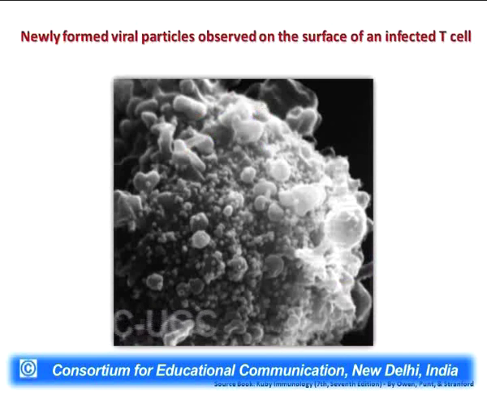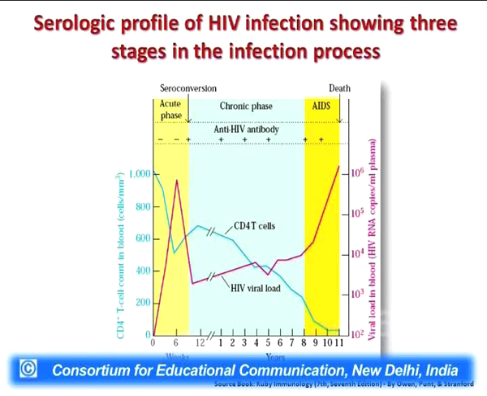Now, if we see the picture over here, which is the electron micrograph, we can see numerous blebs or buds coming out from a single T helper cell, which are the newly formed viral particles. So from a single T helper cell, we can see that a number of viral particles are released, and each of these viral particles will go and infect fresh T helper cells.